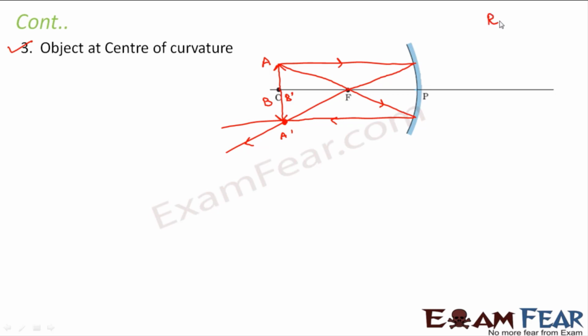So what is the nature of this image? It is again real because the rays are actually meeting at this point. It is again inverted, right? What about the location? The location is center of curvature. That means if the object is located at the center of curvature, the image will also be formed at the center of curvature. And what about the size? If you look at it, the size of the object and the image are comparable. That means they are almost of the same size. So this describes the nature of the image formed when the object is at center of curvature.